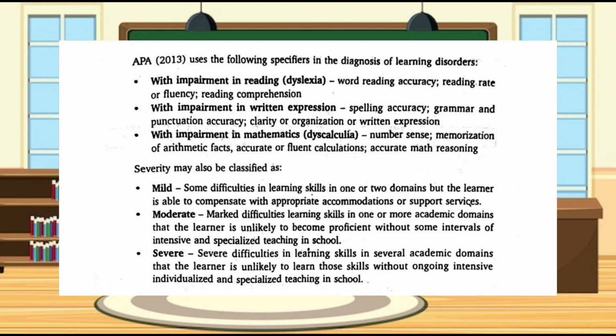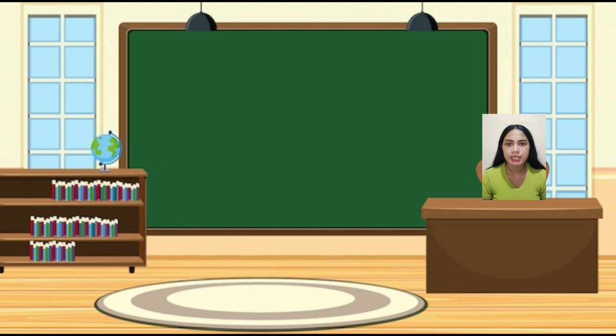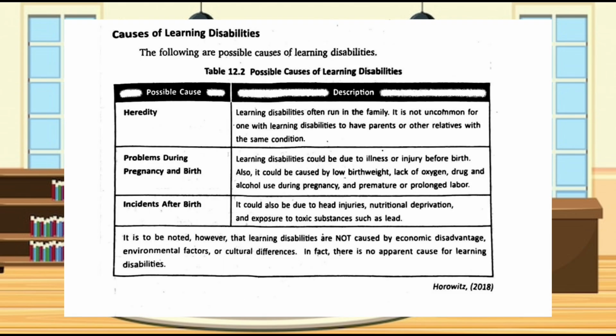People with dyscalculia may mix up numbers, forget steps in calculations, or find it hard to grasp math concepts, even after practice. Again, dyslexia and dyscalculia are not related to intelligence. With the right support, tools, and teaching strategies, students with these learning disabilities can succeed academically. Now, let's jump to the next topic. It's about possible causes of learning disabilities.